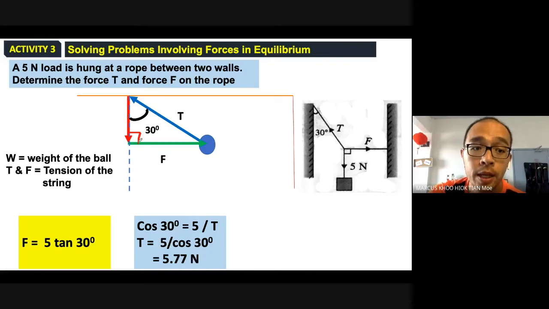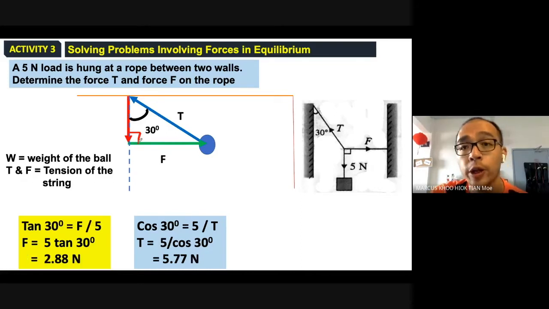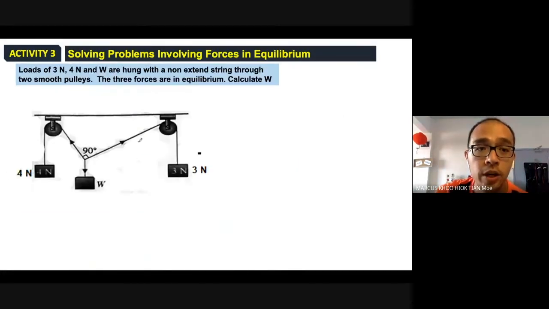So you find that the value of F is 2.88 newtons. So not that difficult lah. The difficult part actually is drawing the triangle. Once you have the triangle, actually it's not that difficult. Alright? Okay, let's take a look at this.